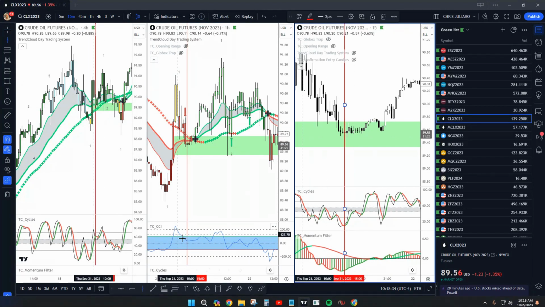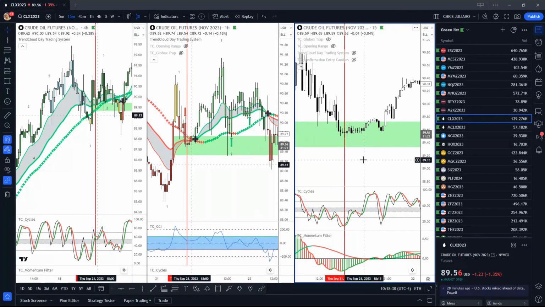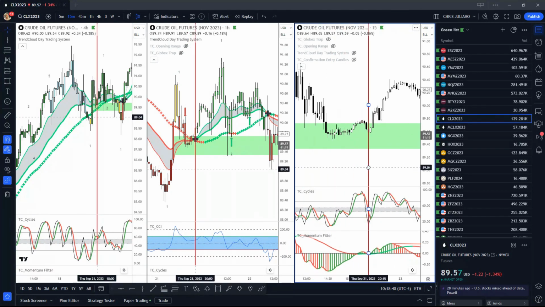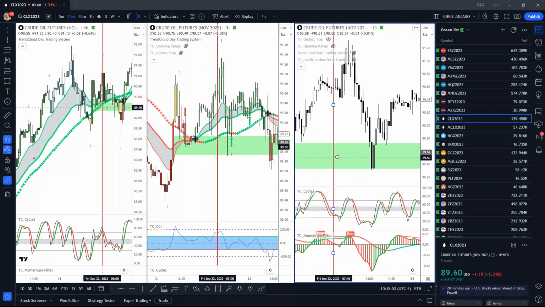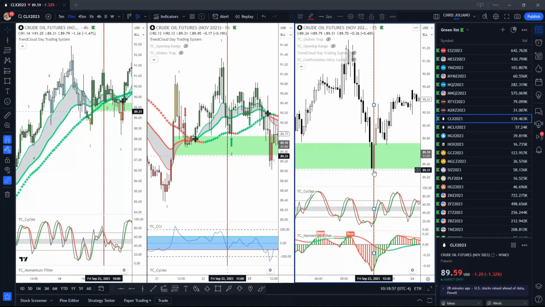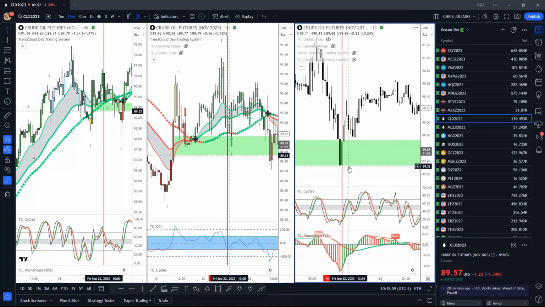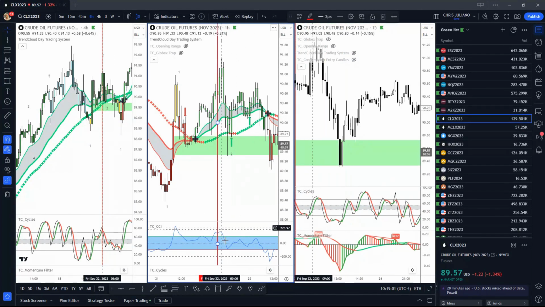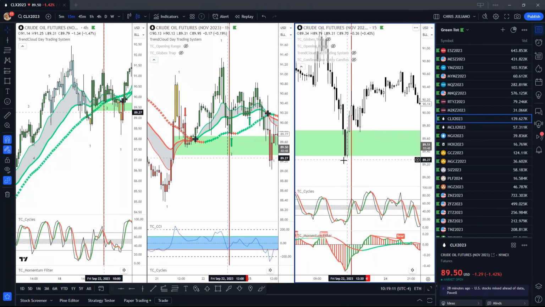Okay, it pulls back into that blue shaded area, no problem. As long as we don't crash below that negative 100, right? Pulls back, big move up, rips to the downside, just breaks a little bit below. The CCI indicator says it's still safe. It didn't break below negative 100, it just breaks a little bit below.